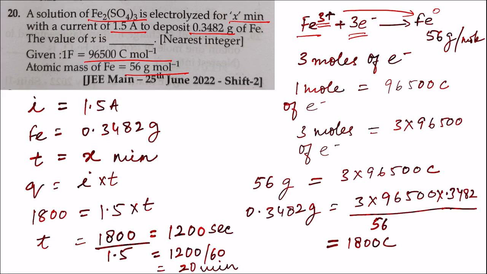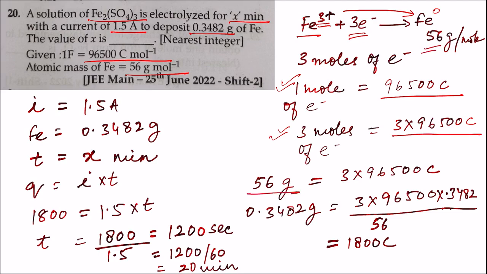So charge carried by 1 mole of electron is 96500 coulomb. Therefore 3 moles of electron will have charge 3 into 96500 coulomb. In other words, to deposit 1 mole of iron, 3 moles of electron is required, or to deposit 1 mole of iron, 3 into 96500 coulomb of charge is required. And 1 mole of iron means 56 gram of iron.